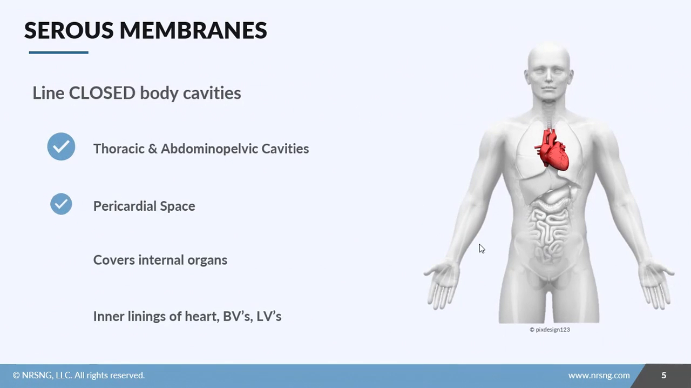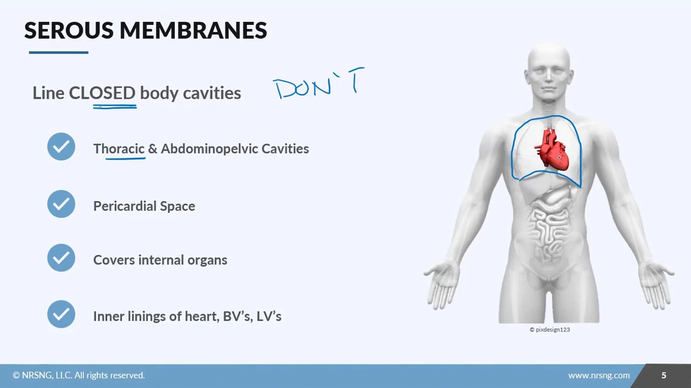So now let's talk about serous membranes. Serous membranes serve to line closed body cavities. So by deduction, we can figure out that closed body cavities are ones that don't open to the outside, right? So this includes our thoracic cavity. Our thoracic cavity goes from the top of the diaphragm around the rib cage to the top of the lungs and all the way around front to back. So it basically lines the inside of our rib cage.